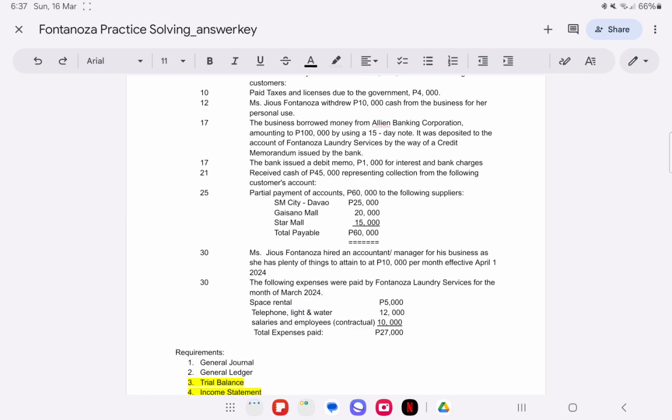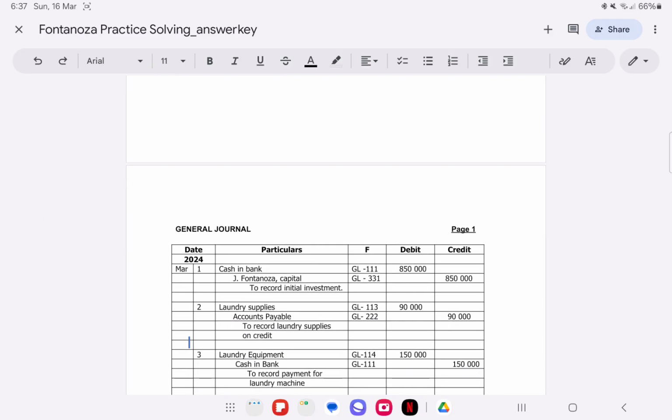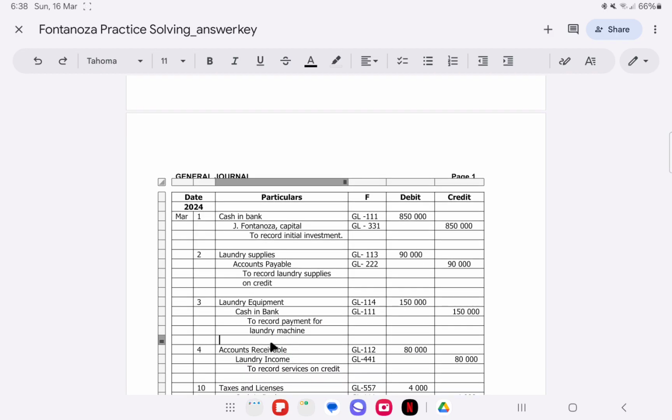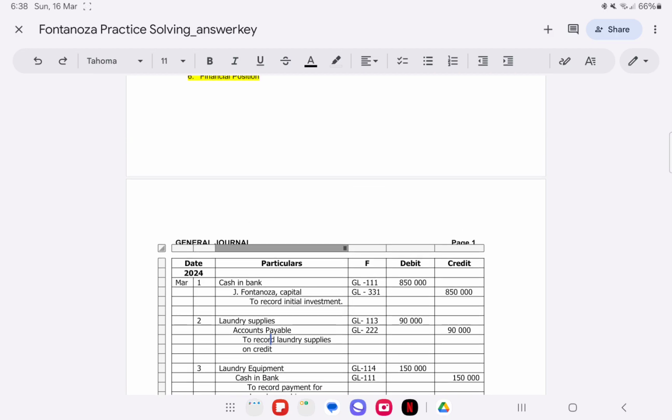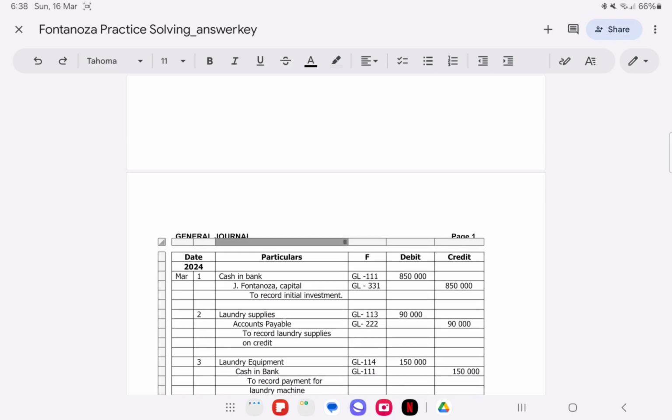Okay, so try to look at transaction number 3 in the general journal. So March 3, laundry equipment is your debit, 150,000, GL114. Your credit is cash in bank, GL111, 150,000, to record payment for laundry machine. Okay, another row, and then let's proceed to transaction number 4.